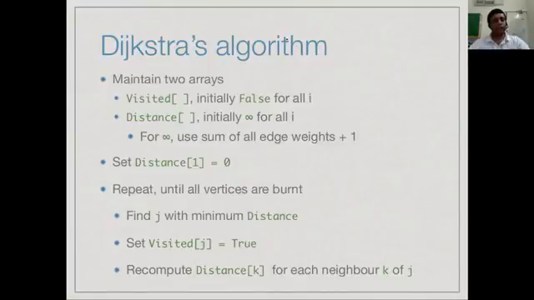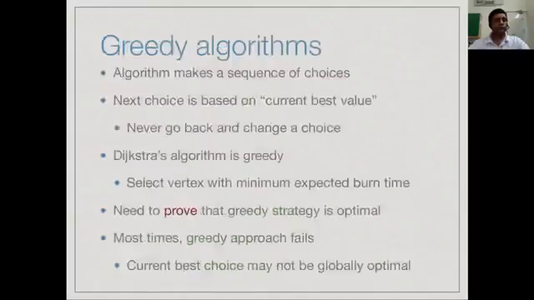So we set its distance to 0. Then we repeatedly pick the first vertex which is not burnt and which has the minimum distance among those which are not burnt, visit it and recompute the distance to all its neighbors. So before we look at the complexity of this algorithm, we actually first have to verify that it is correct.